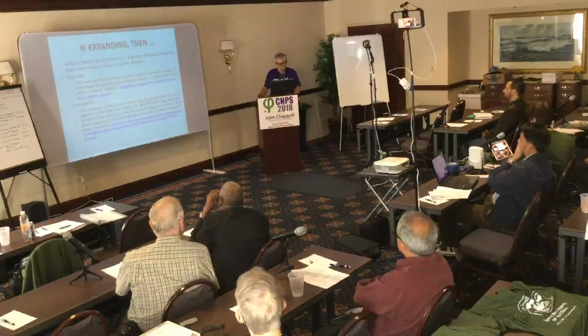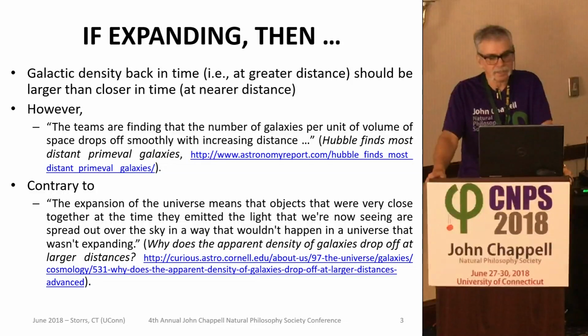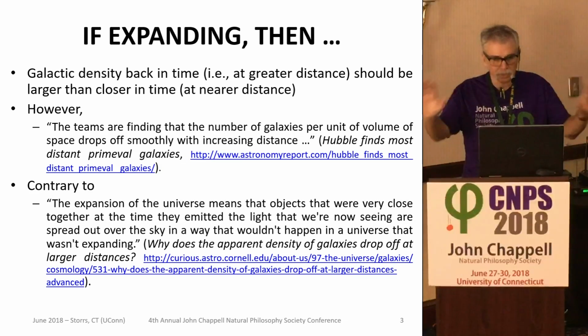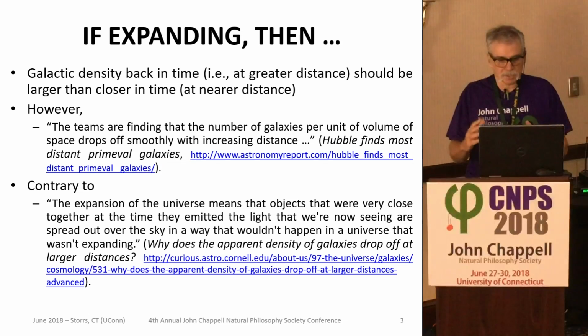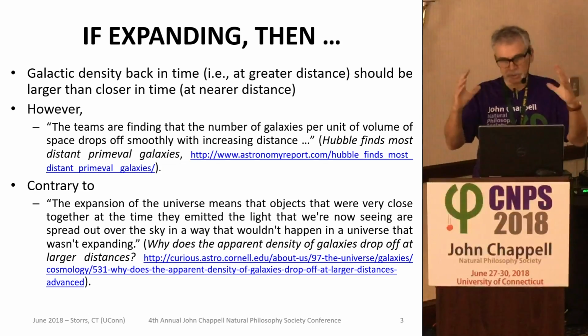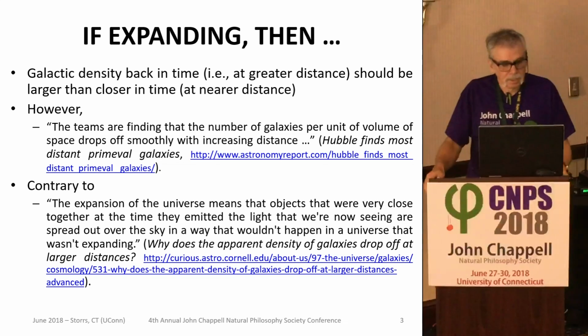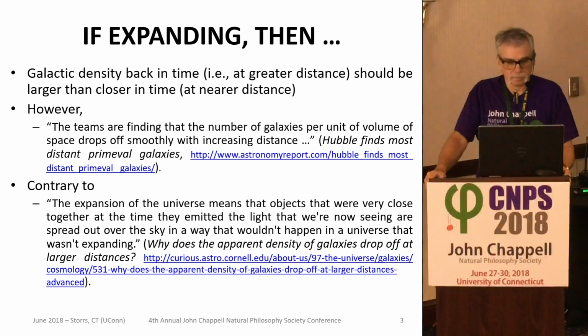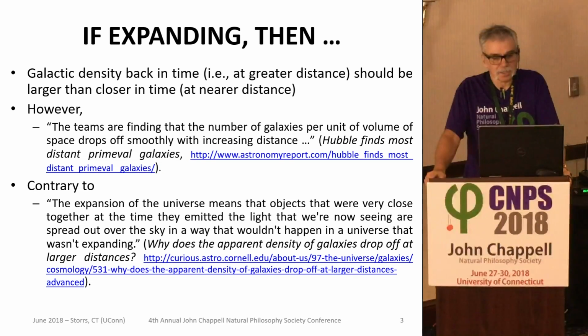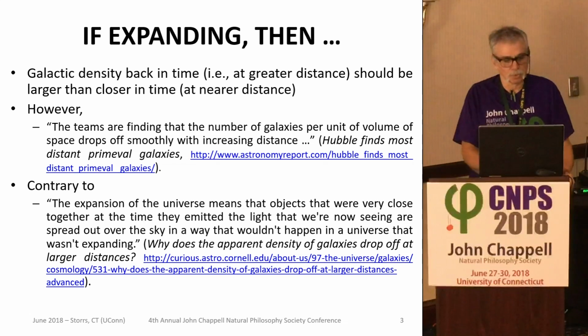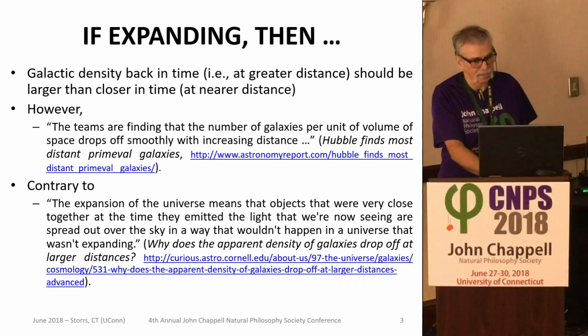If the universe is expanding, then we would expect that the galactic density back in time, that is at the greater distances, should be larger than it is closer in time at the nearer distances, because the universe theoretically was more compact. However, and this is what mainstream has actually been reporting, the teams are finding that the number of galaxies per unit of volume of space drops off smoothly with increasing distance. This is from an article, Hubble Finds Most Distant Primeval Galaxies, and there's a reference there if anybody's interested.